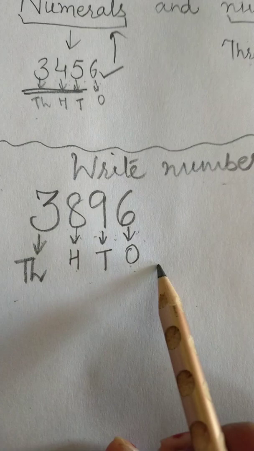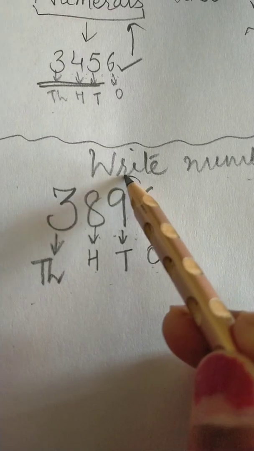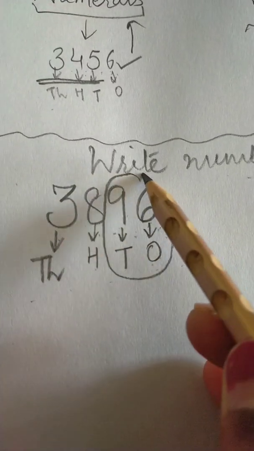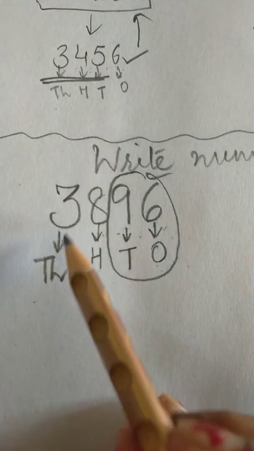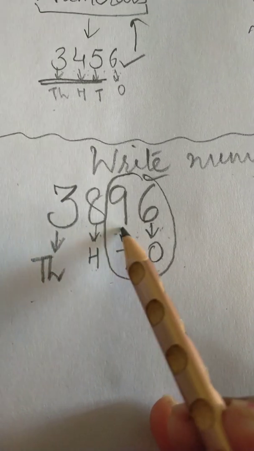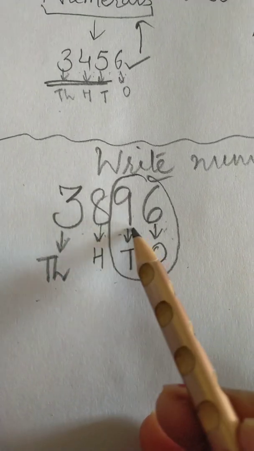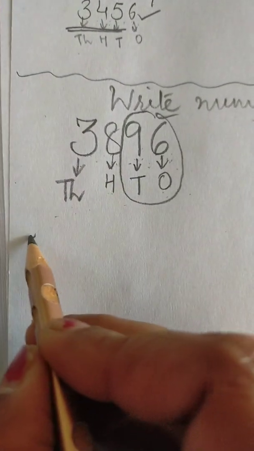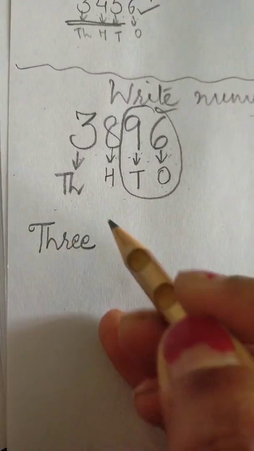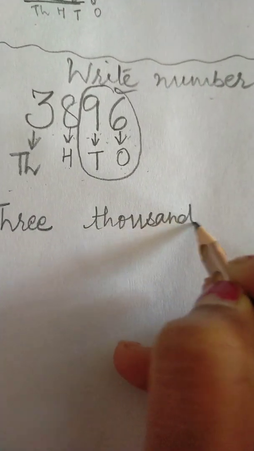So how will we write this? Now we know the places of each and every digit, and as I told you, these both are the best friends. These will always be written and spoken together. Now 3896. Speaking style is this: 3896. As we have spoken, in the same way we will write. What we have spoken? 3000. Spelling of 3000. Now spelling of thousand. These you have to learn by heart.